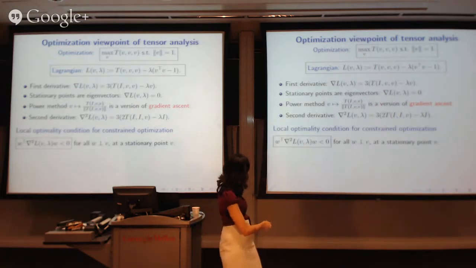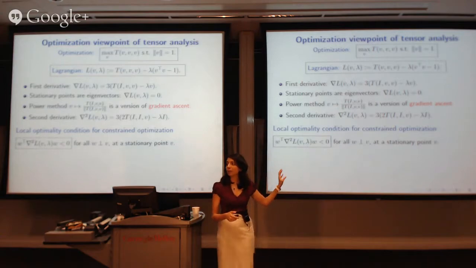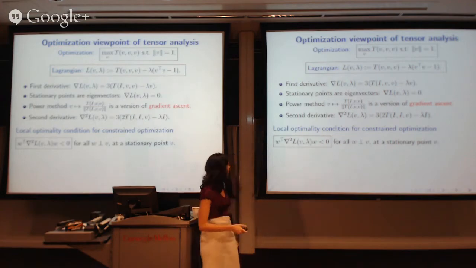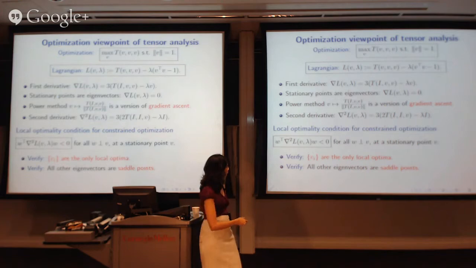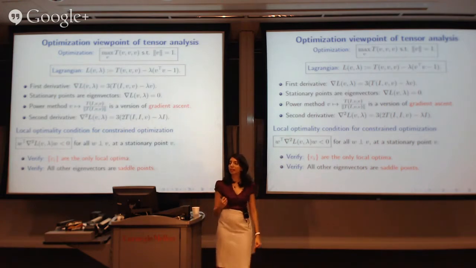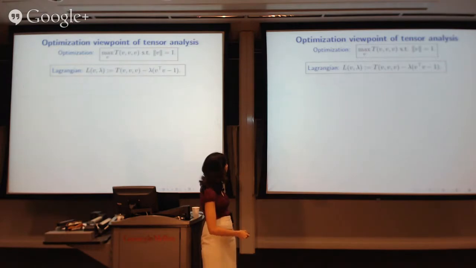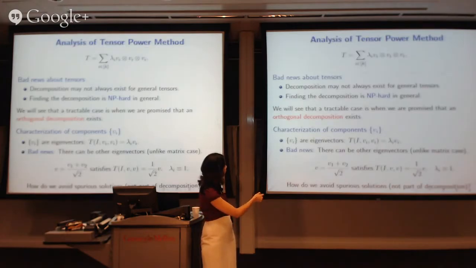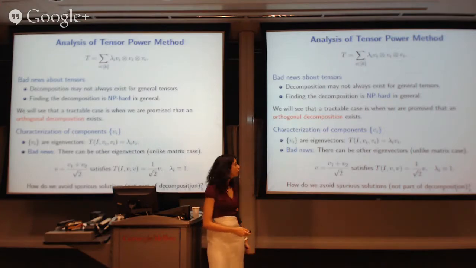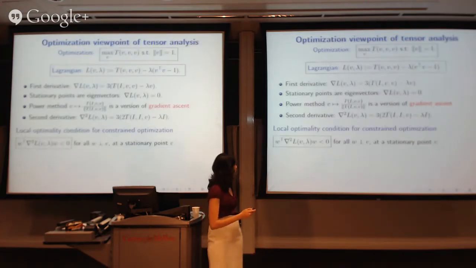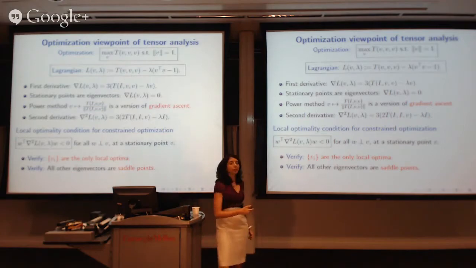Okay? And it's exactly the same optimality condition, right? This is the general condition for any constrained optimization. And if you want to now verify this condition, you can check this. It turns out that the only local optima are just these vi's, meaning they are the components of my decomposition, right? So sorry, this was this decomposition. So only the components of my decomposition are the local optima.